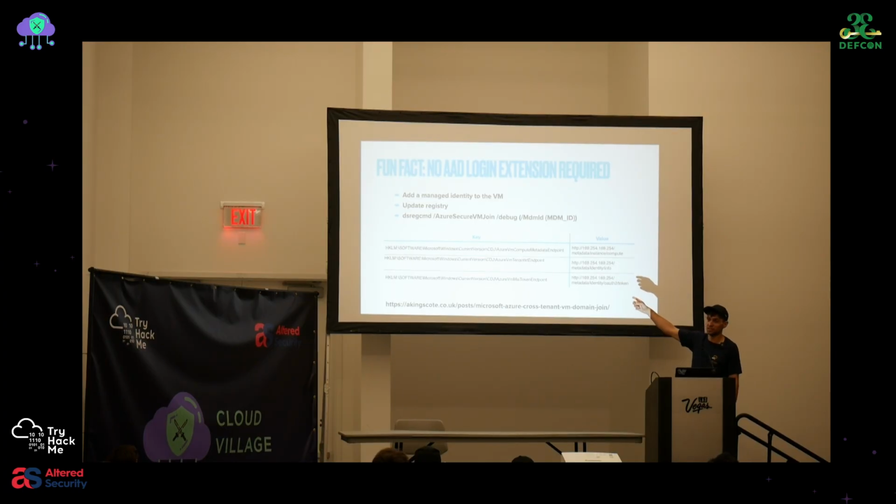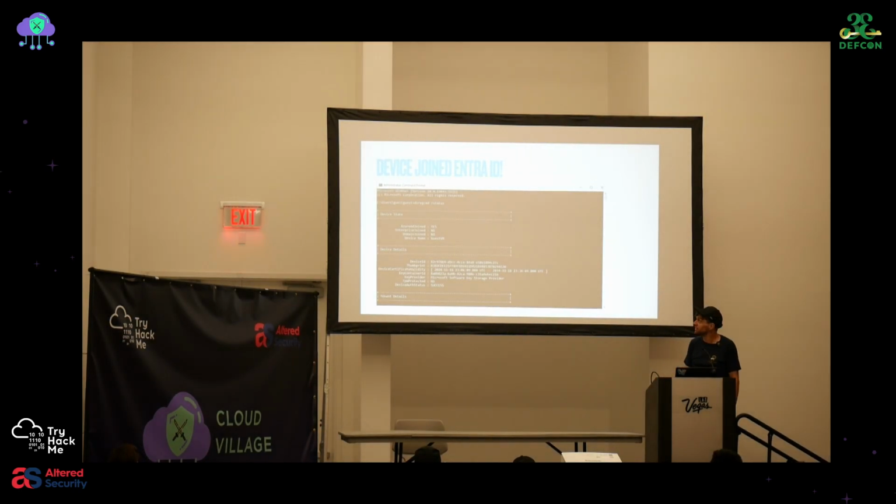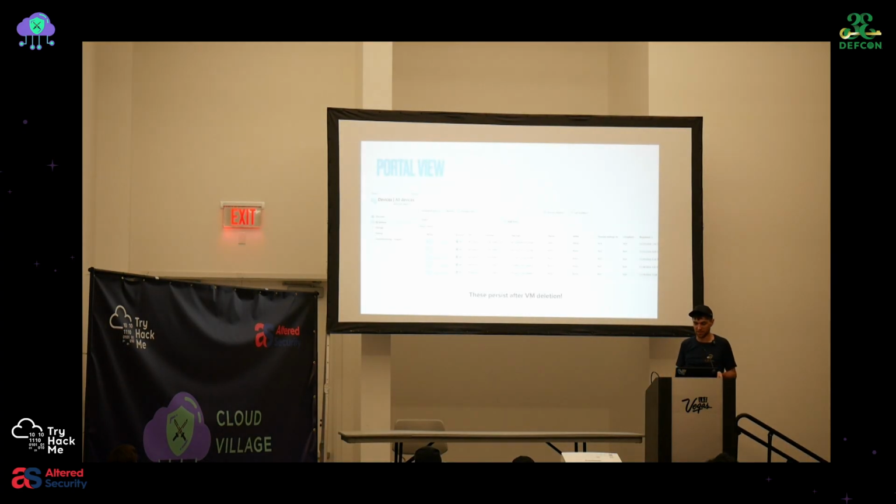The fun thing is that we can just add a managed identity to the VM, update a few registry settings, and then call this dsreg command, and we can do that extension process manually ourselves. And what that ends up with is a joined device identity here. So you can see the device state is joined. We're the guest who made this. And this really is a backdoor. Even if the VM gets deleted, this device identity will hang around. They're not tied to the life cycle of the Azure resource.